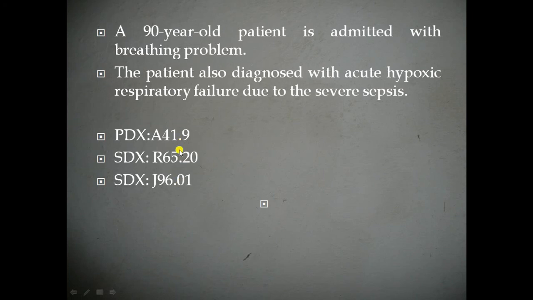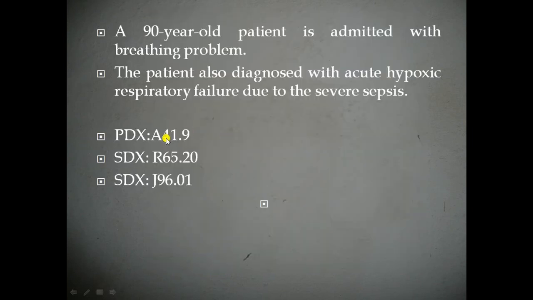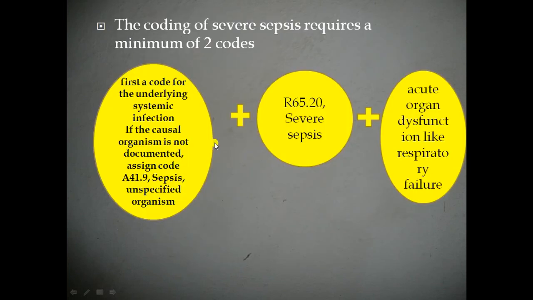So minimum 2 codes, maximum of 3 codes if organ failure is documented, so we have to code that also. For sepsis we have to assign only one ICD, that is the sepsis with the underlying systemic infection code. For severe sepsis we have to assign two ICDs, that is the underlying systemic infection along with the severe sepsis code, minimum 2 codes, maximum of 3 codes. So these are the sepsis and severe sepsis coding guidelines.